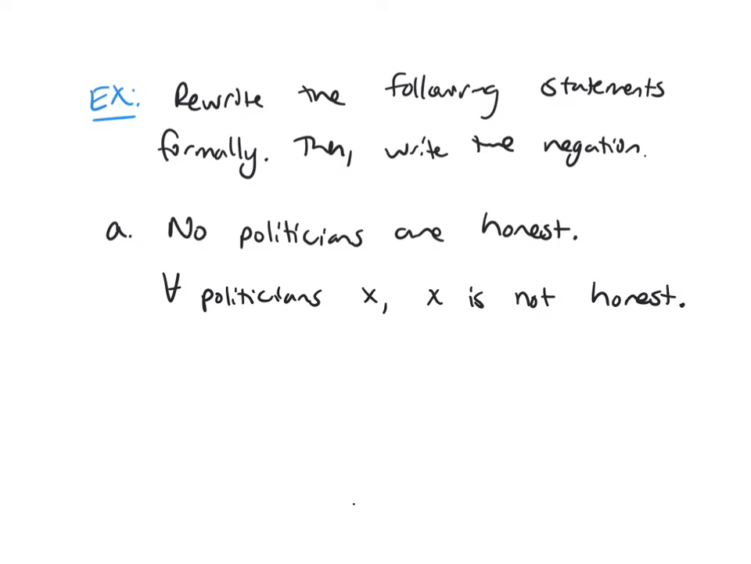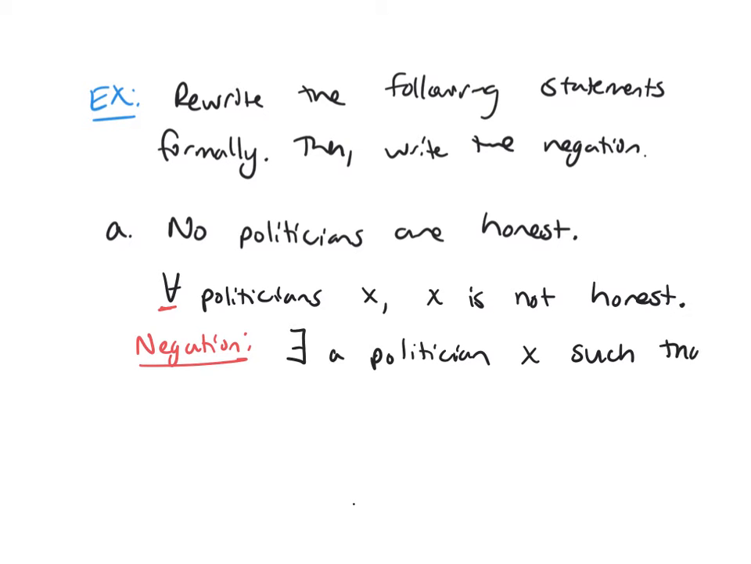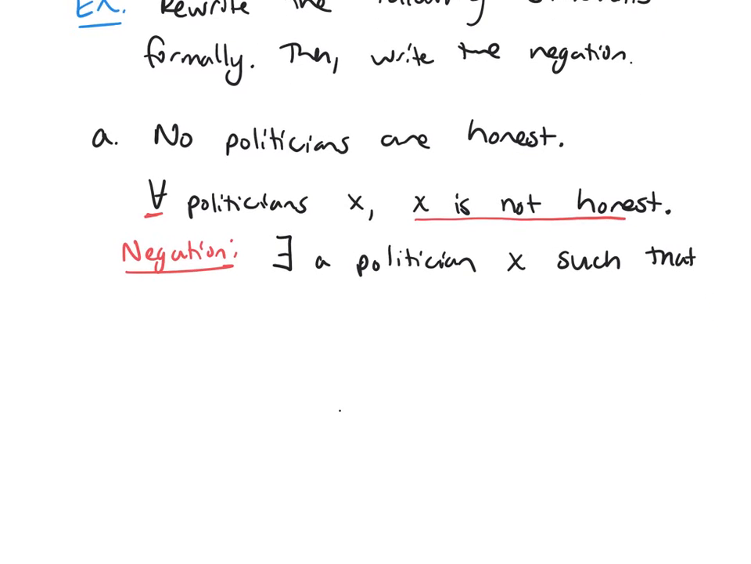So we've written it formally, and now we're going to write the negation for this one. So remember, take your quantifier and flip it, so it would be there exists a politician x. When you use there exists, you say such that, and then you negate x is not honest, which would become x is honest. And that would be the negation.